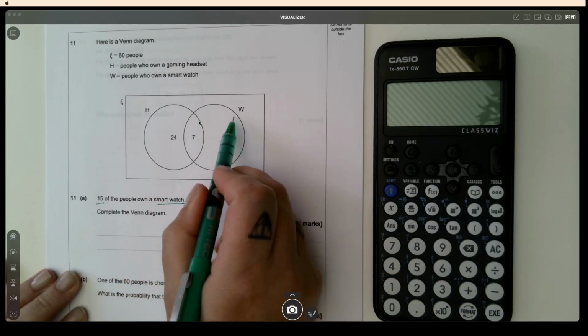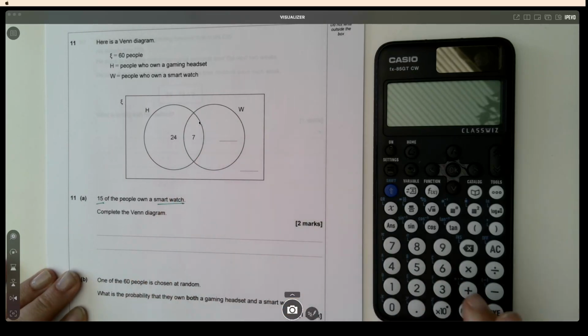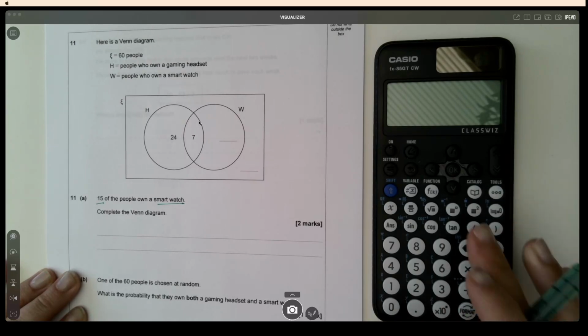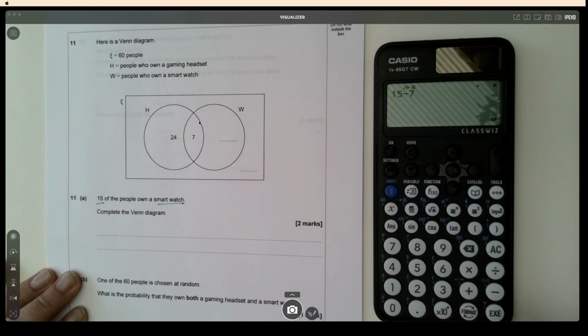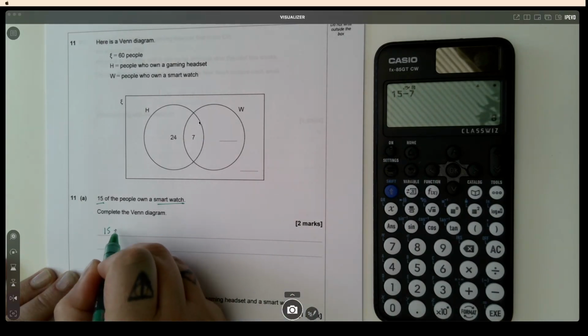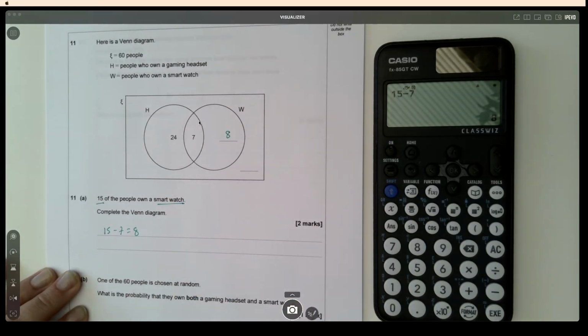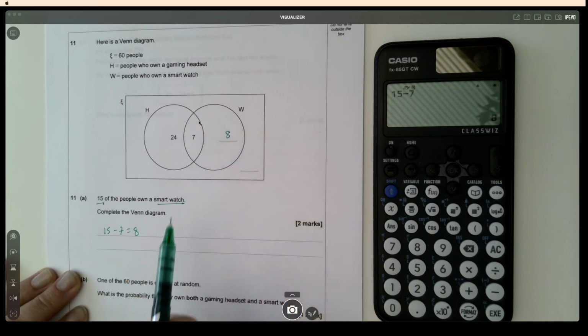So if 15 people own a smartwatch, they need to be in the W circle. But what we need to remember is that 7 is already included in that circle. So we're going to do 15 subtract 7. So 15 subtract 7 equals 8. So we need 8 to go there. So we have a total of 15 in our smartwatch circle.